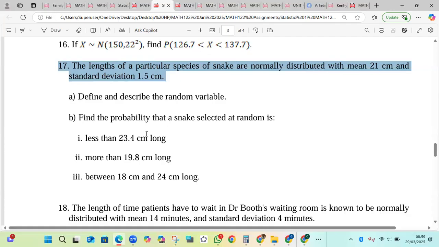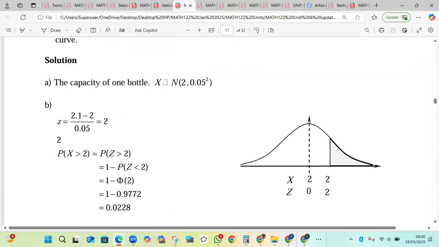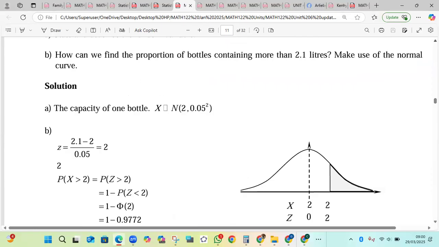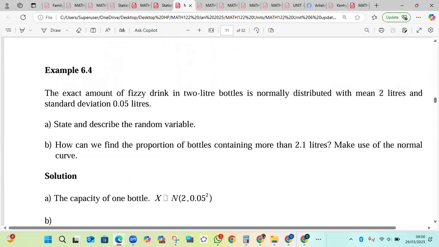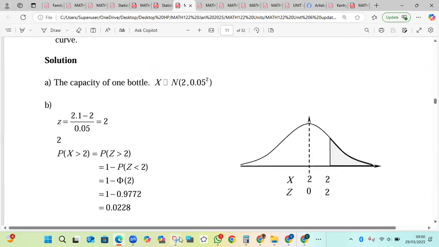Now it goes on to say find the probability that a snake selected at random is less than 23.4 centimeters. So you've got to sketch your curve, just like in example 6.4, to give you a visual as to what is going on. It's a normal curve, and then you put your mean in the middle. Look for what value is the mean there.